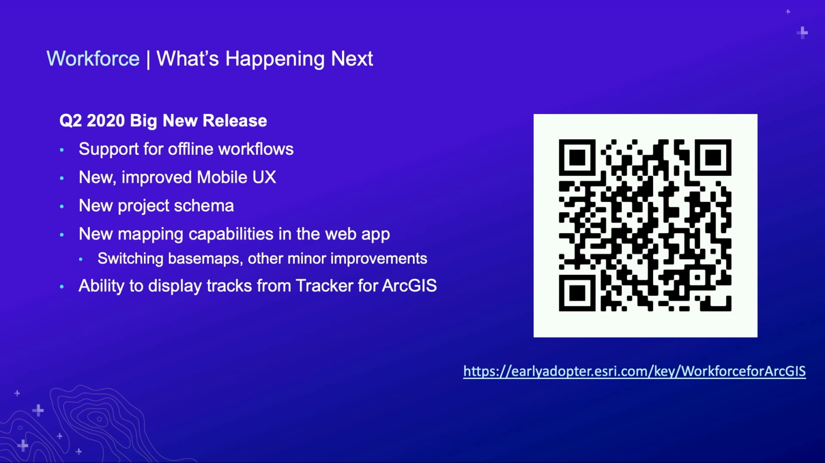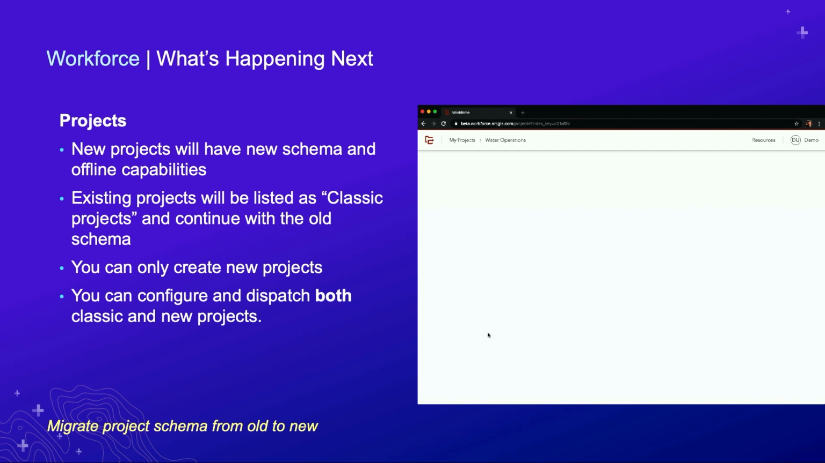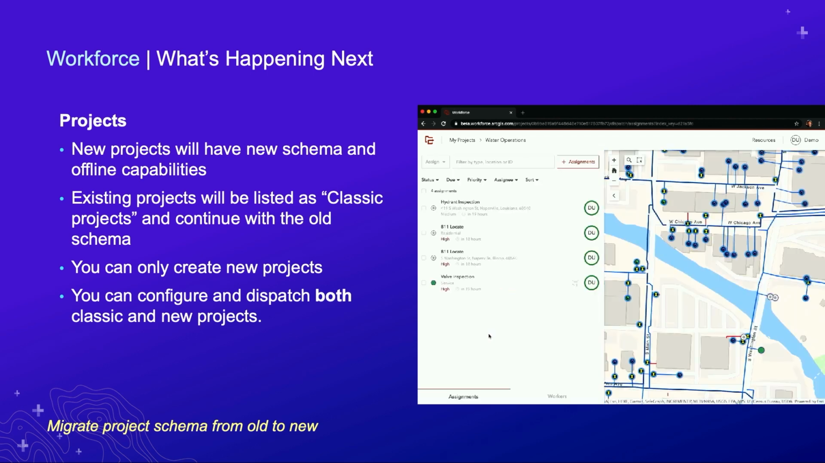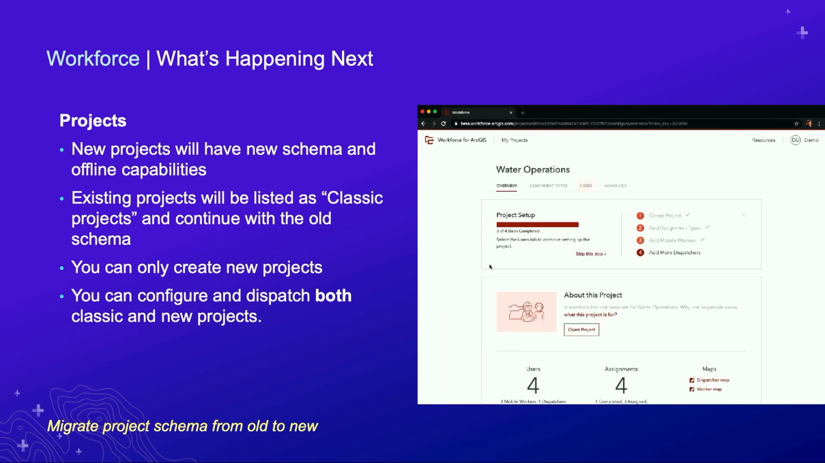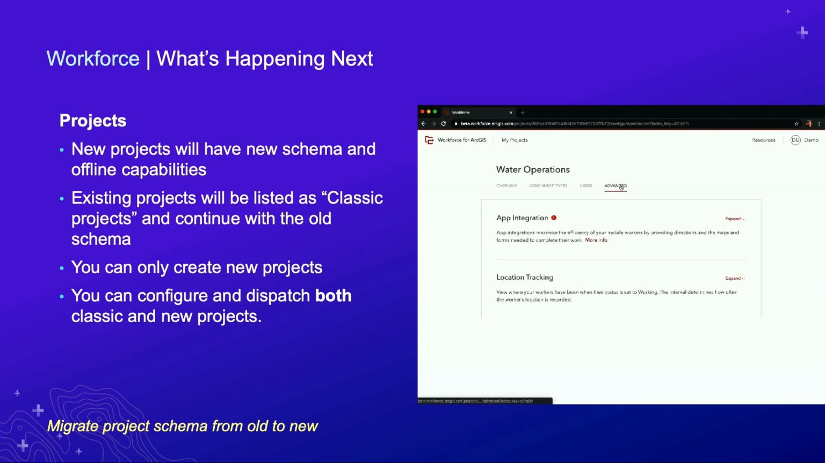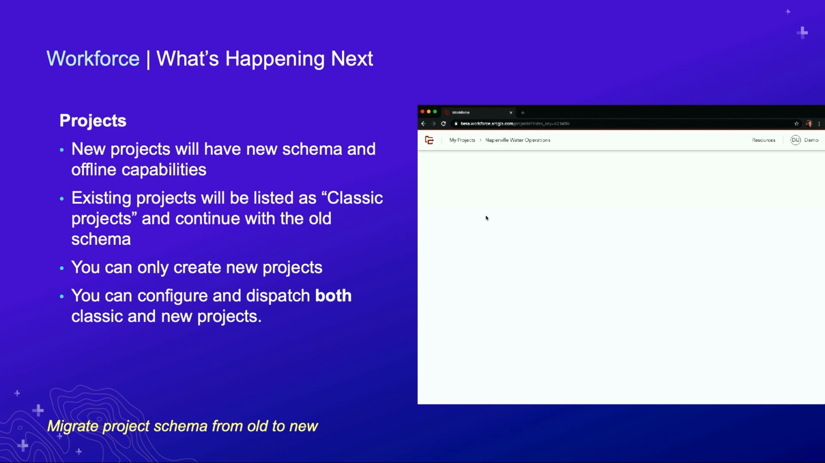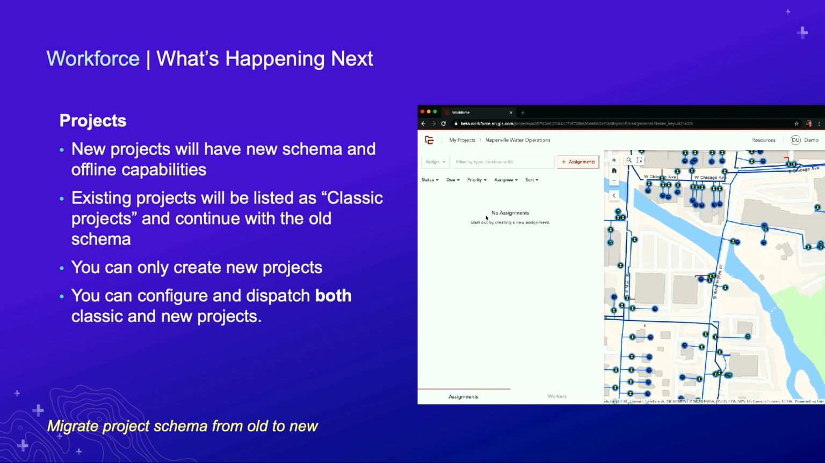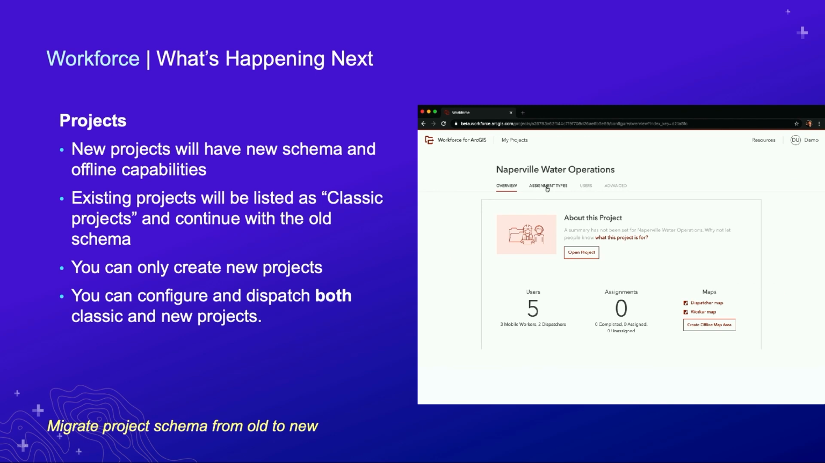Okay, so let's talk about projects and how this is going to move forward first. I mentioned that there's a brand new schema, so what does that mean if you're using Workforce today? You saw right there in the web application, there were our classic projects and new projects. I can configure classic projects. I can open them up in the dispatcher view, just like I do today. I can also create new projects that will leverage this offline experience and have a dispatcher view of that, all in one Workforce web application.